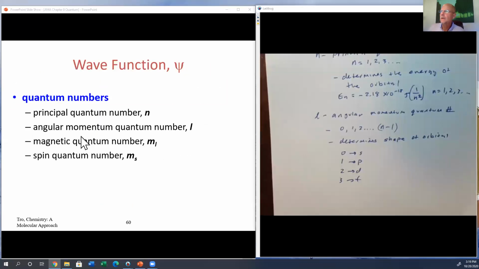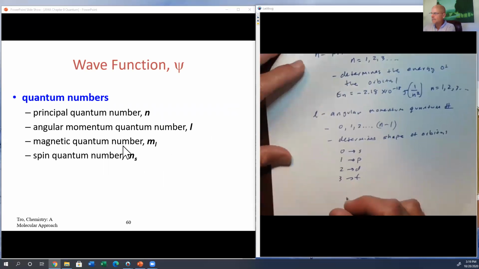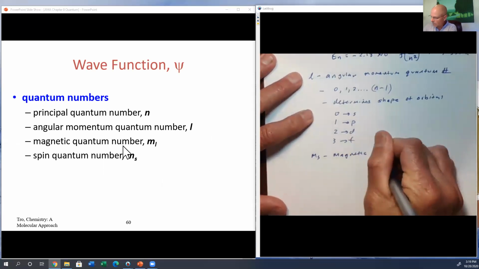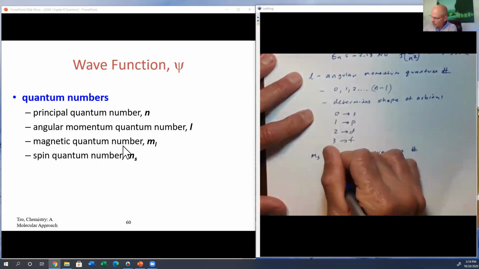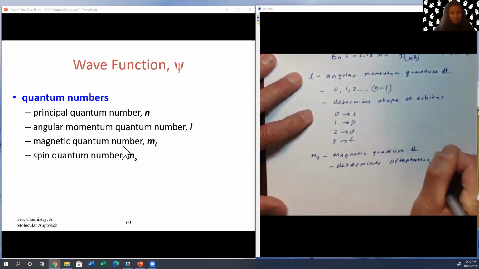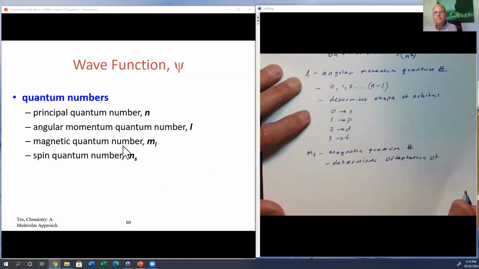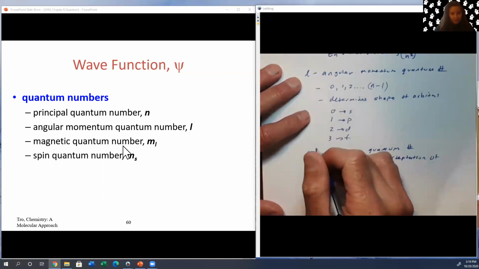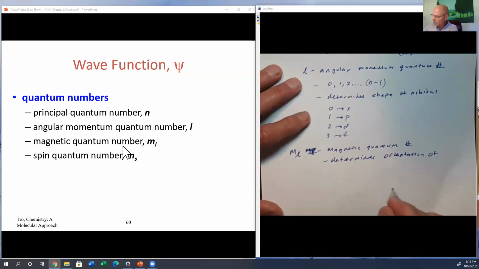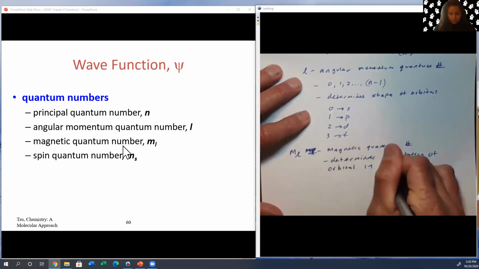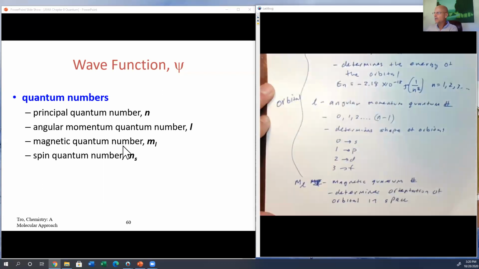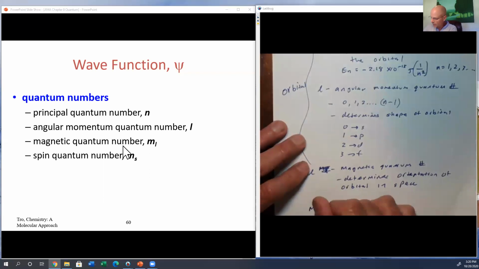And then lastly, m sub L is called the magnetic quantum number, and it determines the orientation in space of the orbital. Don't you mean the spin quantum number is m sub S? Yes, thank you. This should be m sub L. Thanks for correcting that. It determines the orientation of the orbital in space. These 3 quantum numbers together specify an orbital. And then there's a 4th quantum number, m sub S, which is called the spin quantum number.